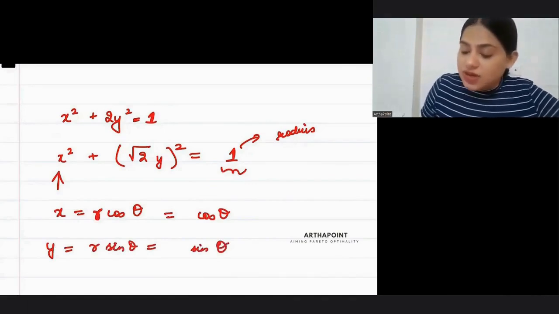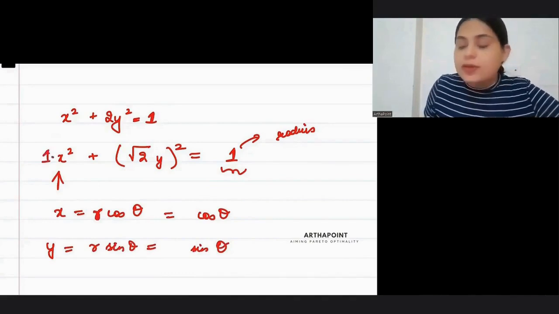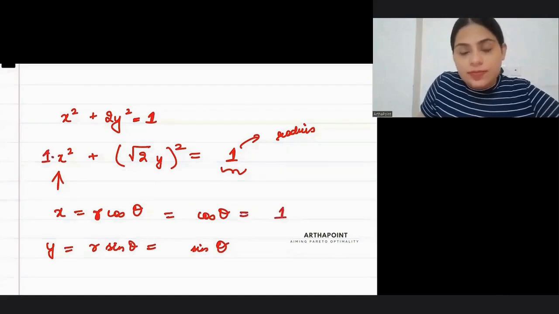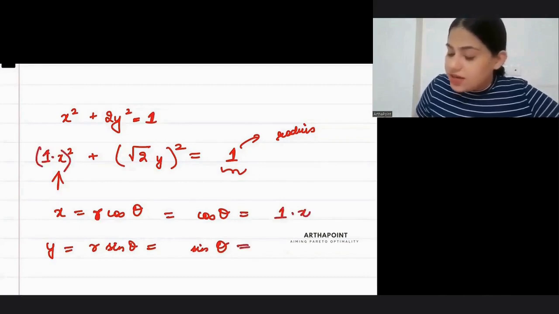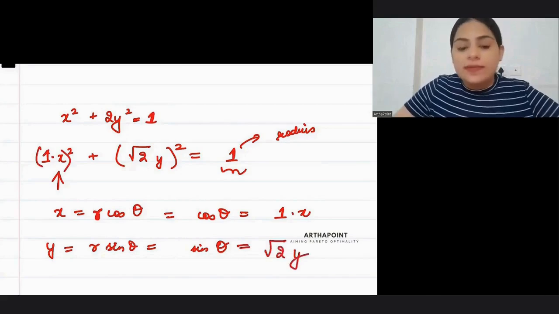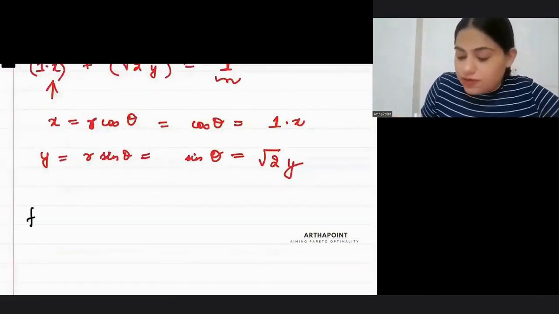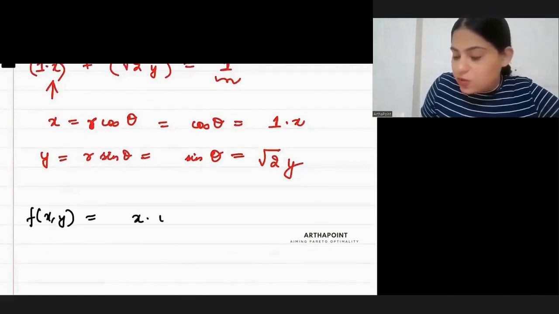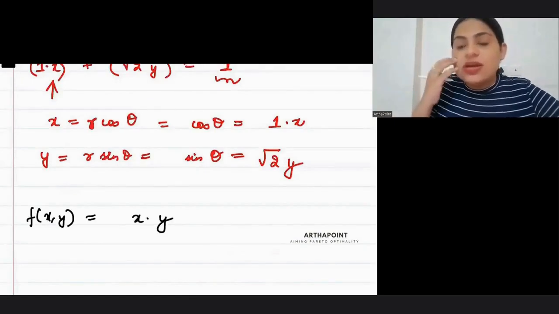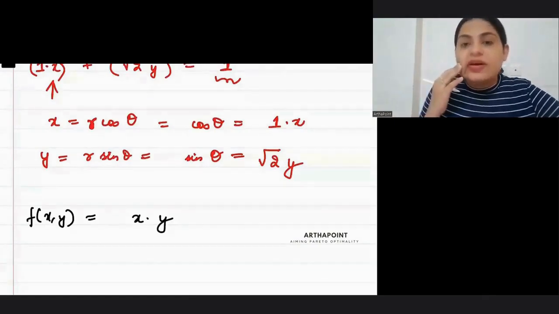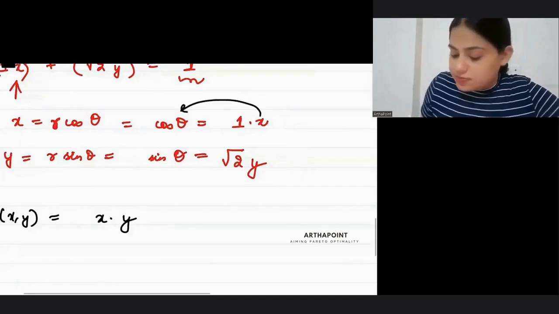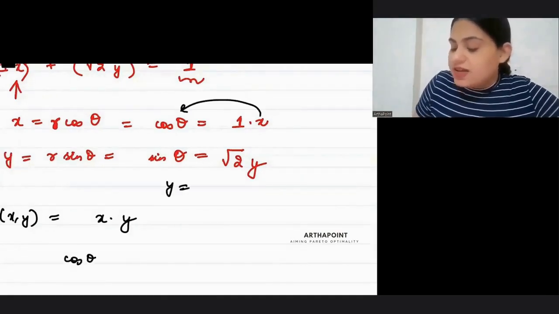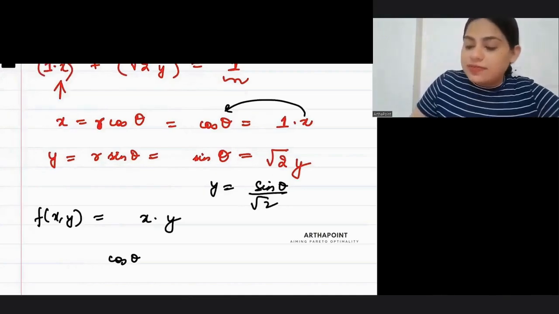So I have to equate. So beta, what will we equate? The coefficient of x is 1. So I will equate cos theta to 1 into x. This is x whole squared. And I will equate sin theta to root 2 y. So what will be your function now? Beta, your function is x into y. So what will the value of your function come out to be from here, beta? x is cos theta. And y is going to be sin theta by root 2.